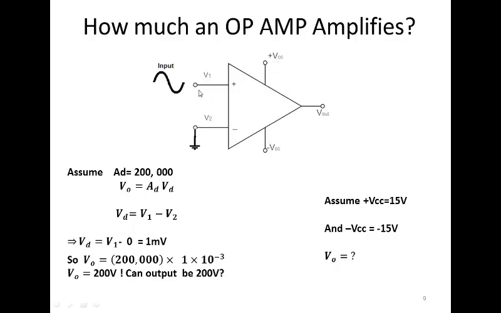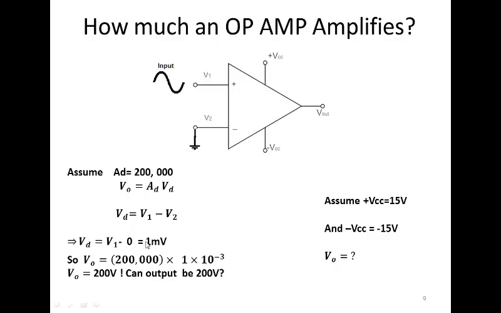So if I am applying 1 millivolt at this point, and gain is 200,000, then output should be 200 volts, but 200 volts is not possible for an op-amp having supply voltages of, let's say, plus minus 15 volts. So output cannot go beyond 15 volts. So 200 volts output is not possible. What happens is, for a 1 millivolt signal, output would be in saturation, and it would be saturated at this supply voltage level, 15 volts.